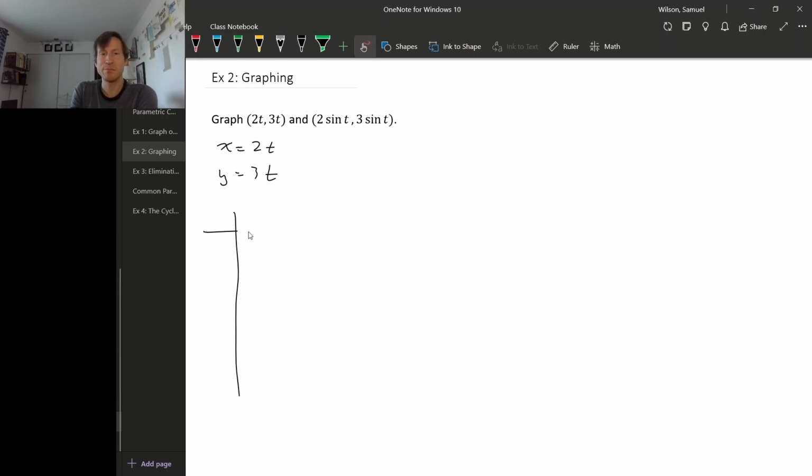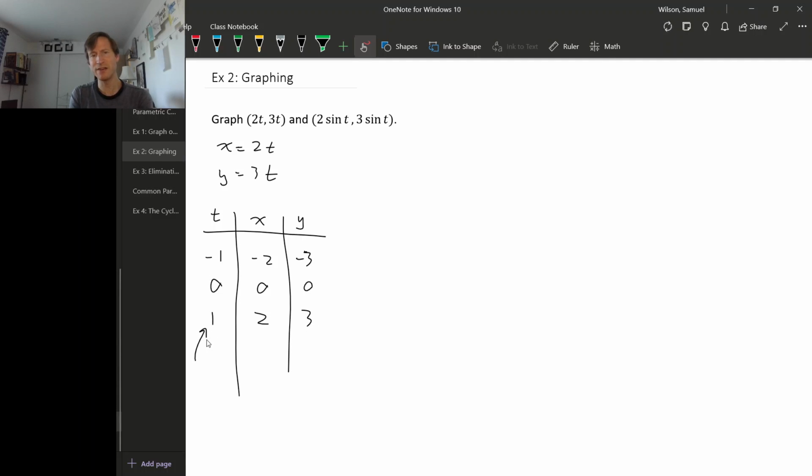So we can plot this by just making a table with some t values and the corresponding x and y values. So when t is, say, -1, x is -2 and y is -3. When t is 0, x is 0 and y is 0. And when t is 1, x is 2 and y is 3. I chose these t values mostly because they're convenient. In principle, we could choose any t value to generate a point in the xy plane.